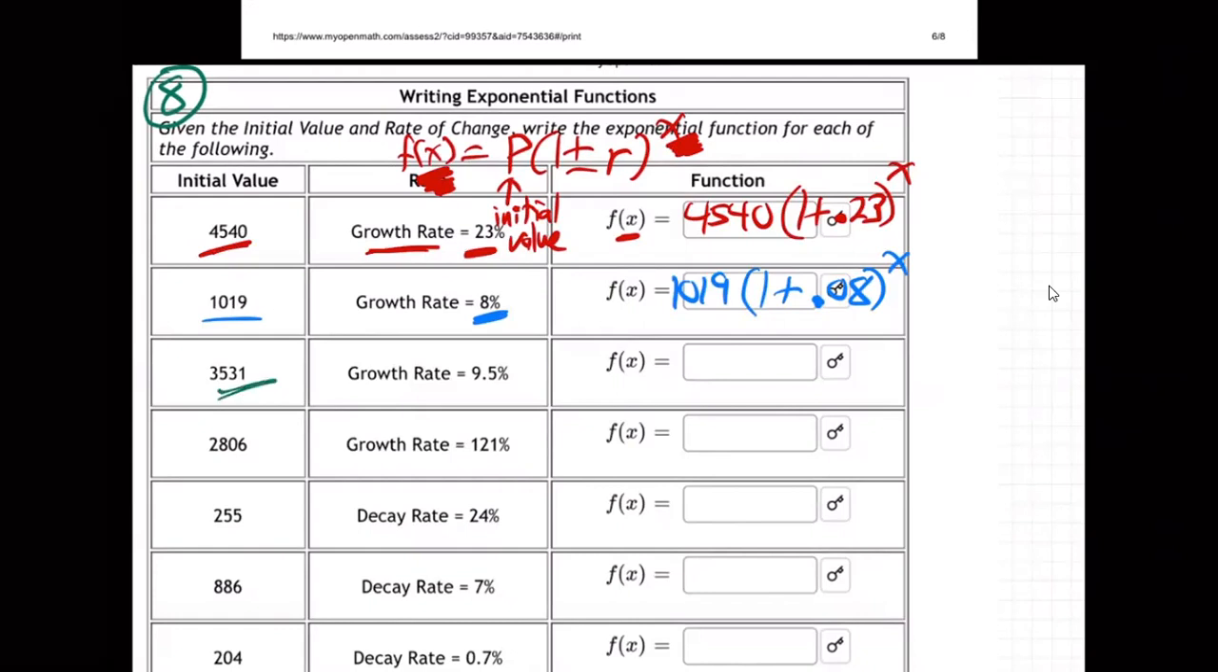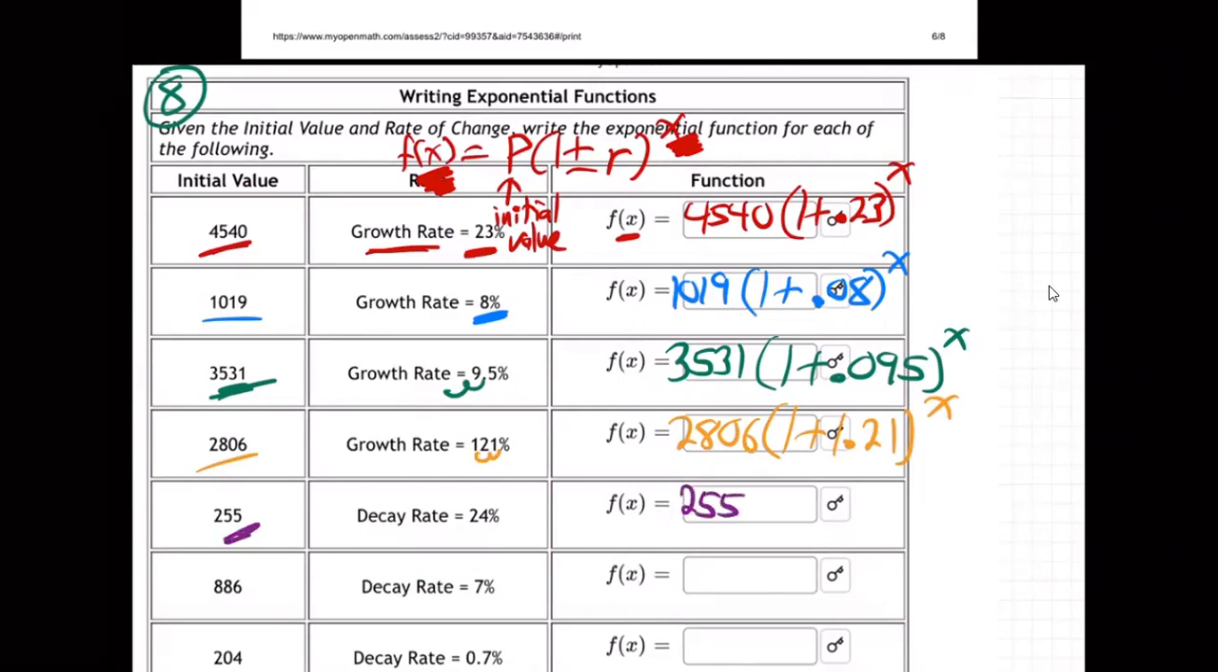The third one, 3531 in the front. 1 plus, again, move the decimal 2 places back, 0.095 to the x. And then 2806. 1 plus, and moving the decimal 2 places back, it's going to be 1.21 to the x. And then 255, it's going to be 250. Now this is decay, so it's going to be minus 0.24 to the x, like that.